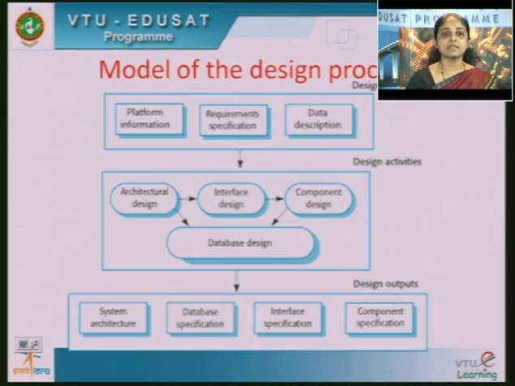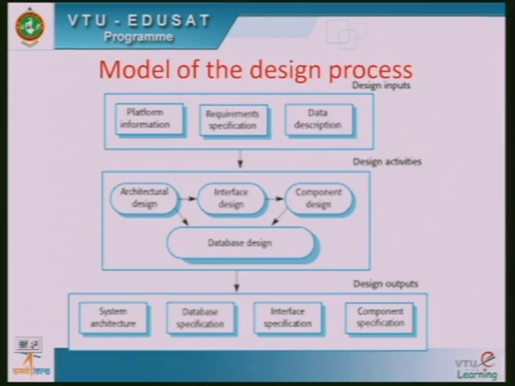This is the actual model of the design process that you are seeing here in this picture. You see there are three layers here: one is the design input, the other is the design activity, and the design output. The design activities here include architectural design, interface design, and component design. All of these contribute to the database design.